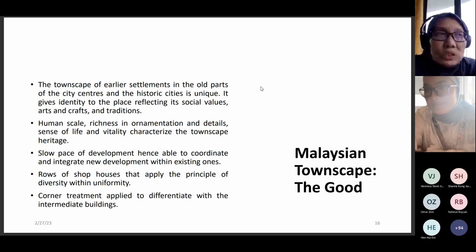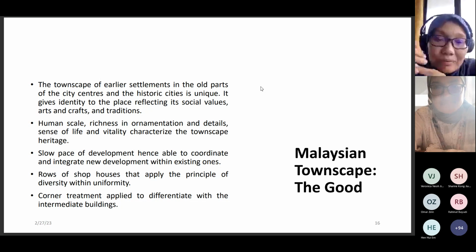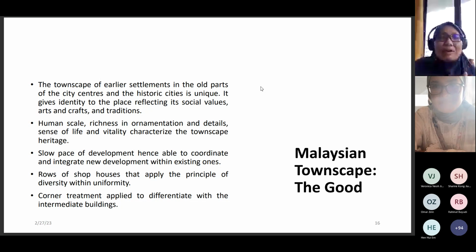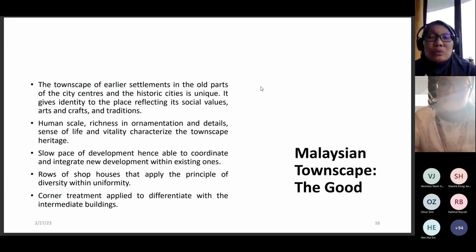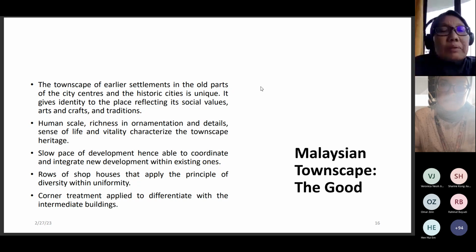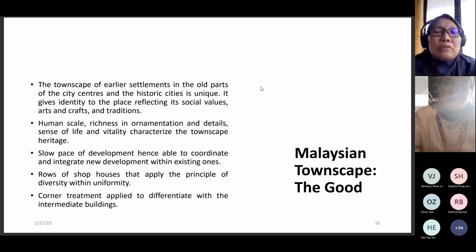If you study the traditional architecture, the ornamentation, the carving process and so forth are reflected in its architecture, and you can also see it in the way we design the buildings and the town. So the human scale, the richness in ornamentation details, the sense of life and vitality characterize the townscape heritage. This is what I call the townscape heritage, because it's the heritage that we get through the townscape from the past. The slow pace of development made us able to coordinate and integrate new development with existing ones.